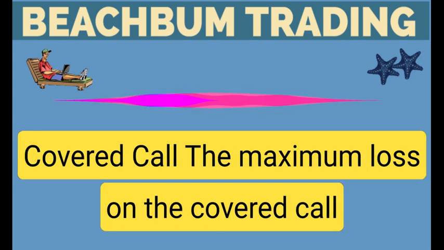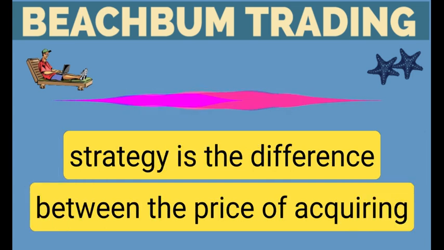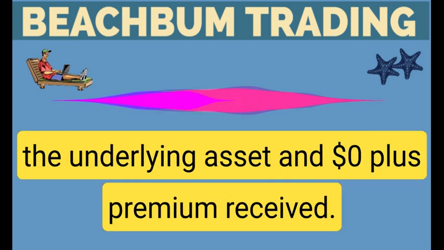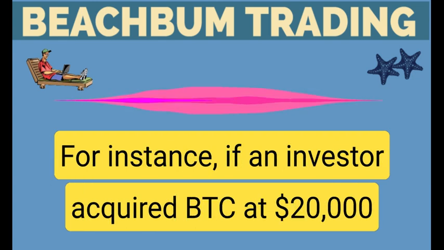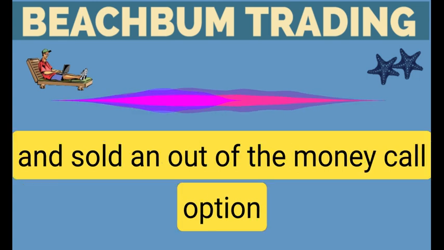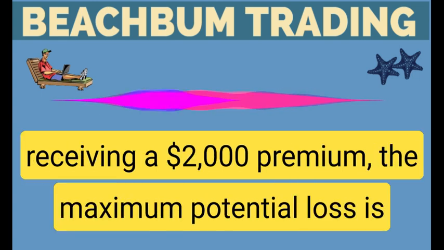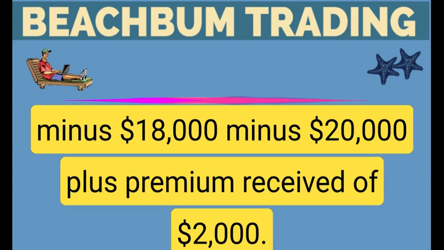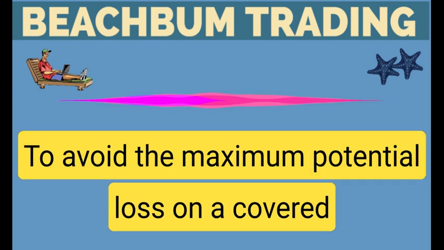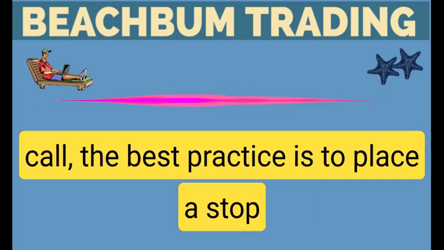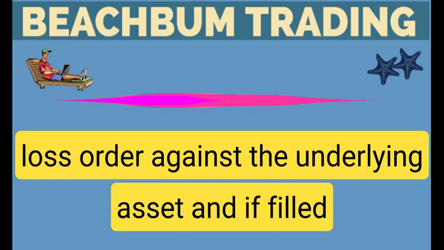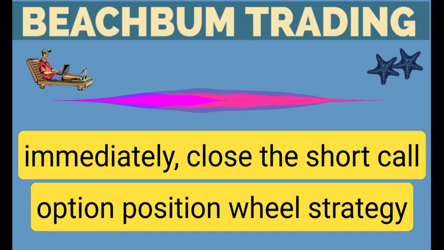Covered call. The maximum loss on the covered call strategy is the difference between the price of acquiring the underlying asset and $0 plus premium received. For instance, if an investor acquired BTC at $20,000 and sold an out-of-the-money call option receiving a $2,000 premium, the maximum potential loss is -$18,000. -$20,000 plus premium received of $2,000. To avoid the maximum potential loss on a covered call, the best practice is to place a stop-loss order against the underlying asset, and if filled, immediately close the short call option position.